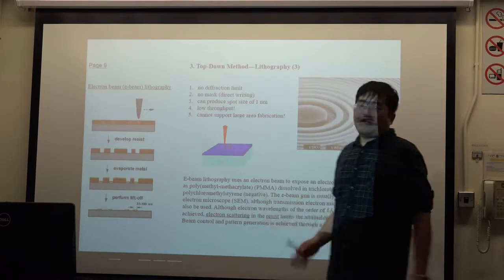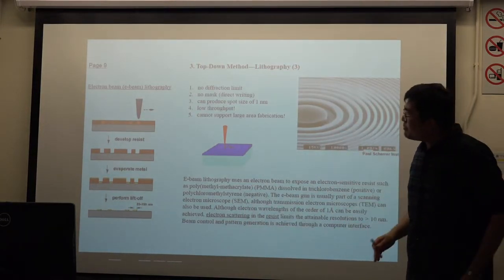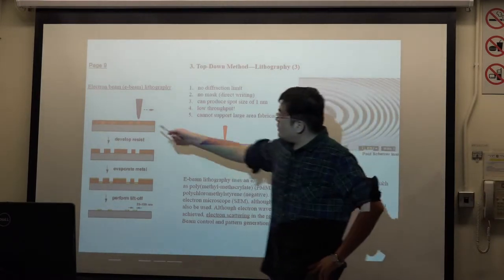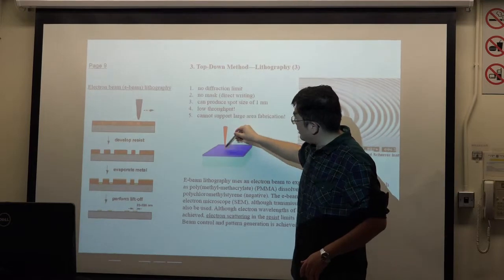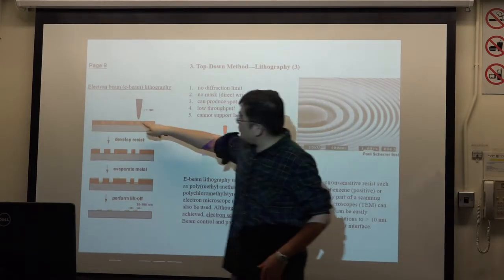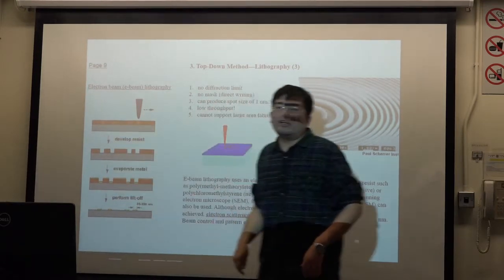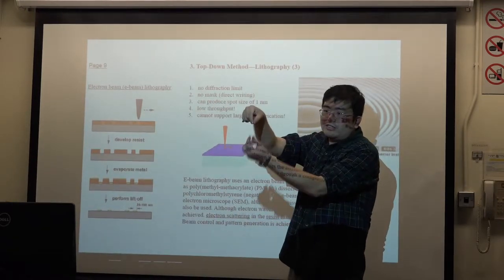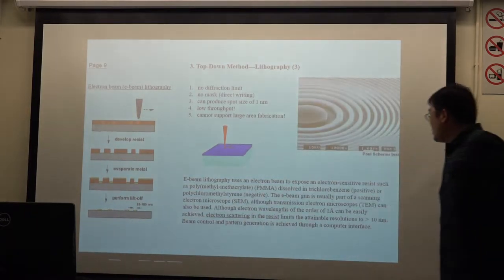So everything is very similar to optical photolithography, but the difference is that we use electrons. This electron can move. You use electrons to strike and collide, not photons. The electron beam can be very focused. So this is electron lithography.